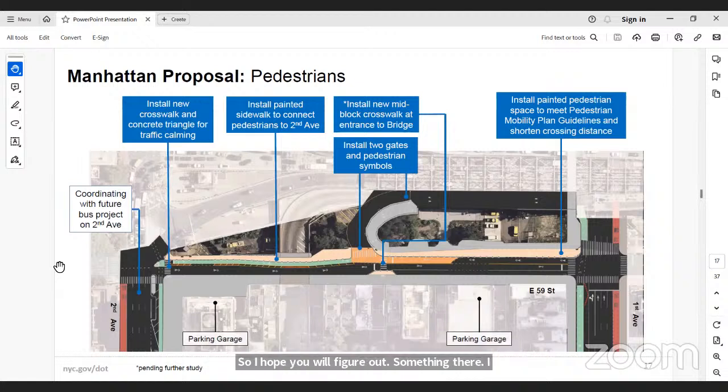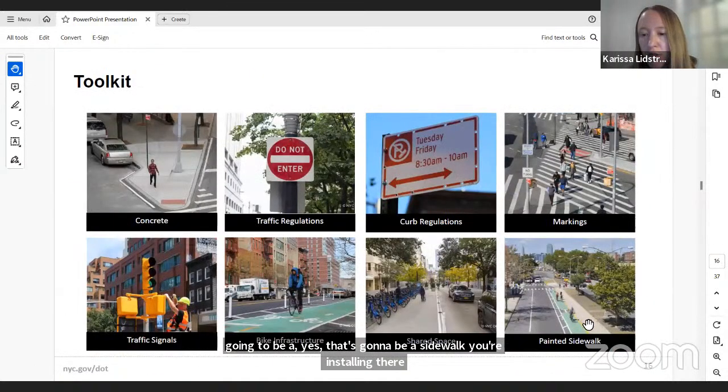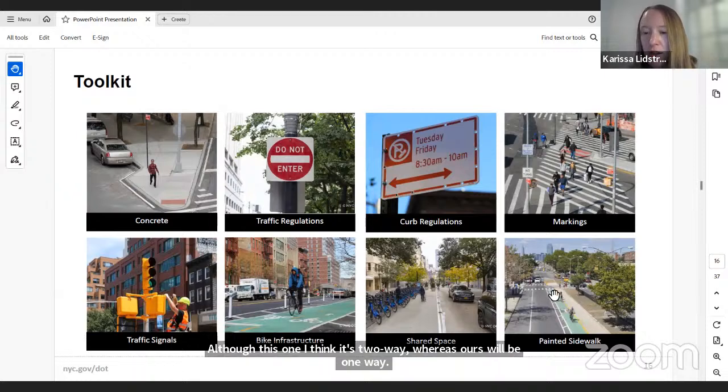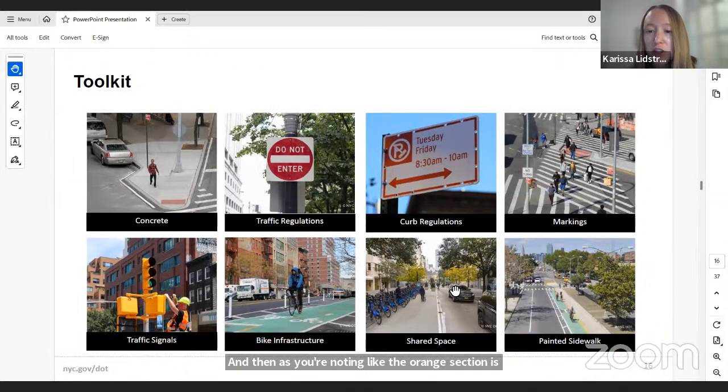Now, I just want to make sure I understood. After the orange, the green is for the bicycles, and the light beige or whatever color that is, that's going to be a sidewalk you're installing there? Yes. So actually, let me go back to this toolkit photo, which might show it a little better. This is that beige color, and then this is a bike lane, although this one I think is two-way, whereas ours will be one-way. But it'll look something like this in that section. And then, as you were noting, the orange section is similar to this shared roadway.